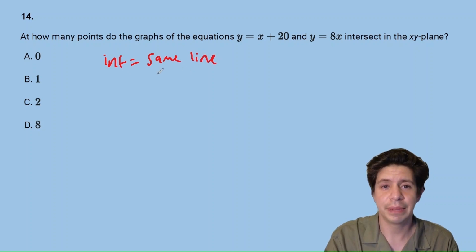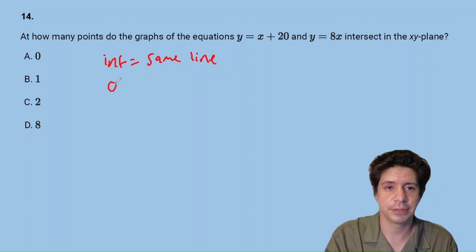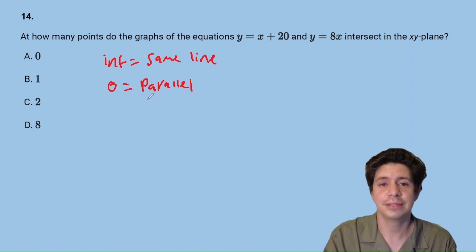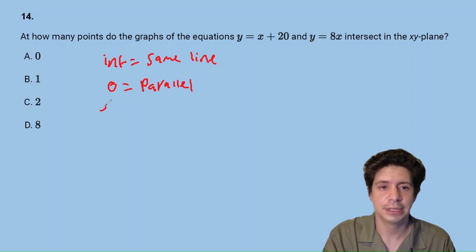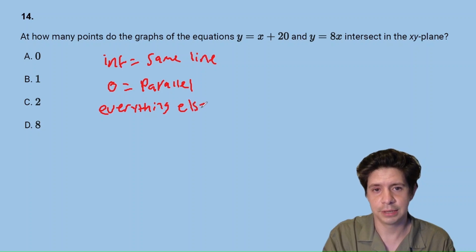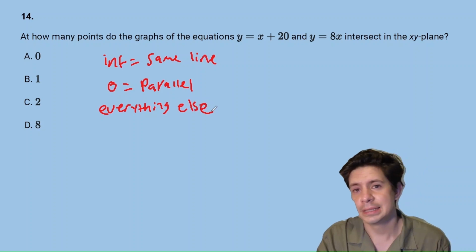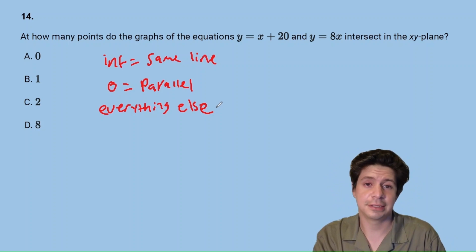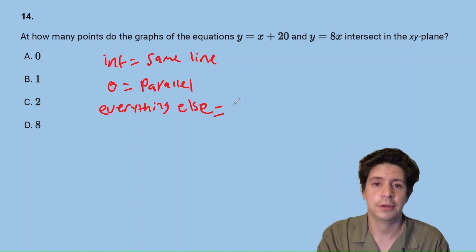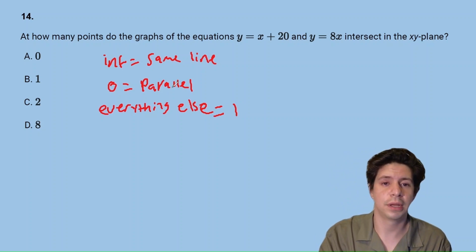You can have them be parallel and never intersect, so that'd be 0, parallel. Or you can have them be 2 different lines that aren't parallel. Everything else in existence is going to be one intersection. One intersection. And what is this asking for, right? It's asking for how often they intersect. It's not asking for where they intersect. It's not asking for the x value or the y value there. So this one is going to be 1 intersection.